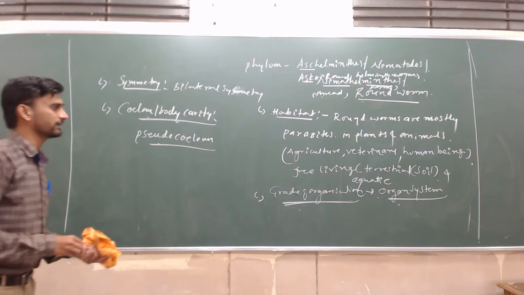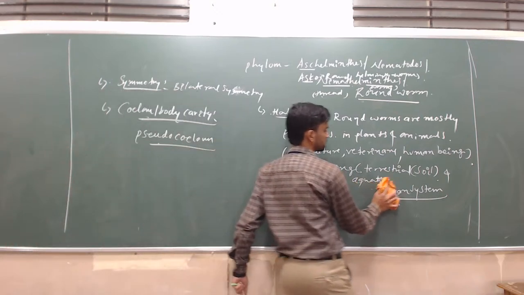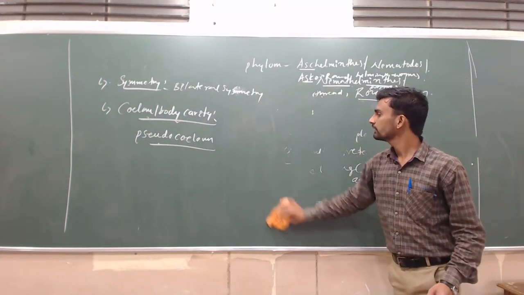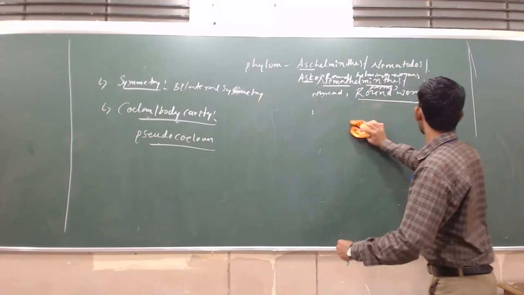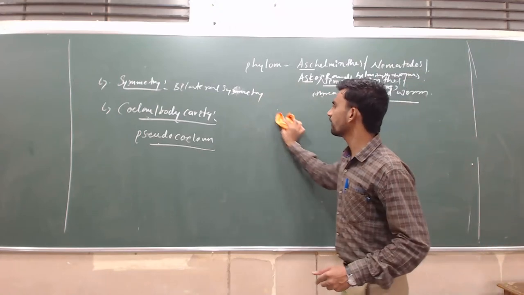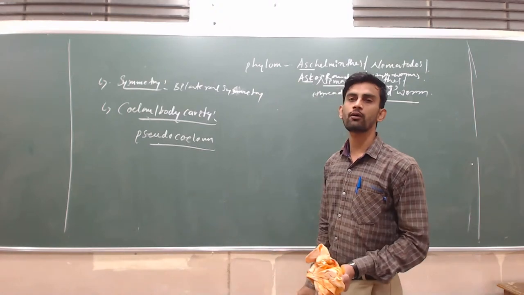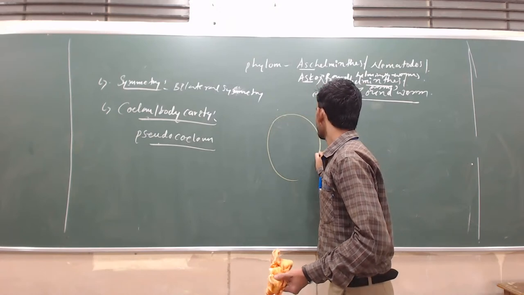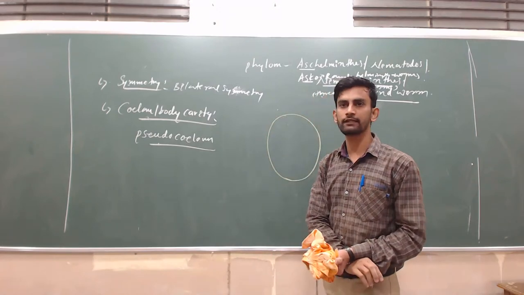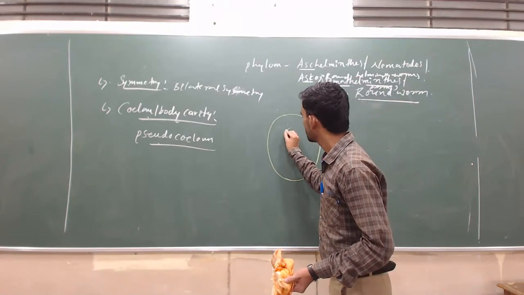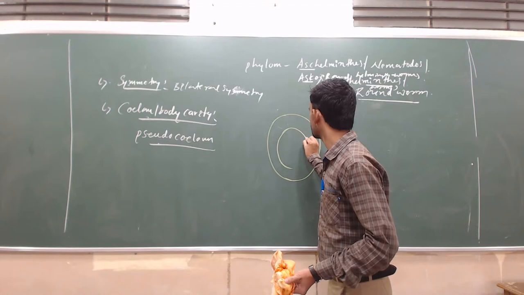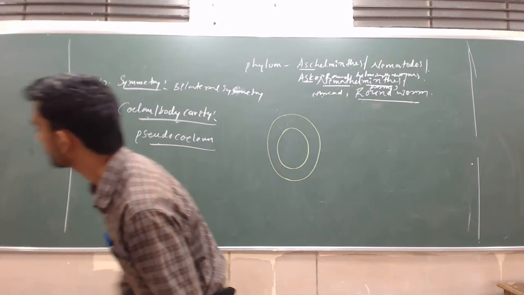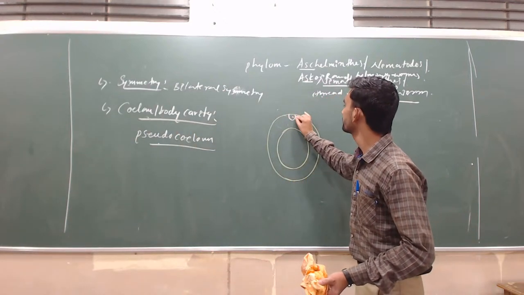As you already studied in the basis of classification, you have studied the different types of coeloms. When you take a small diagram, it shows how the splitting of mesoderm happens between the ectoderm and the endoderm. You usually find three germ layers, the outer ectoderm and the middle mesoderm. So the outer ectoderm I am drawing; this is the outer ectodermal layer.